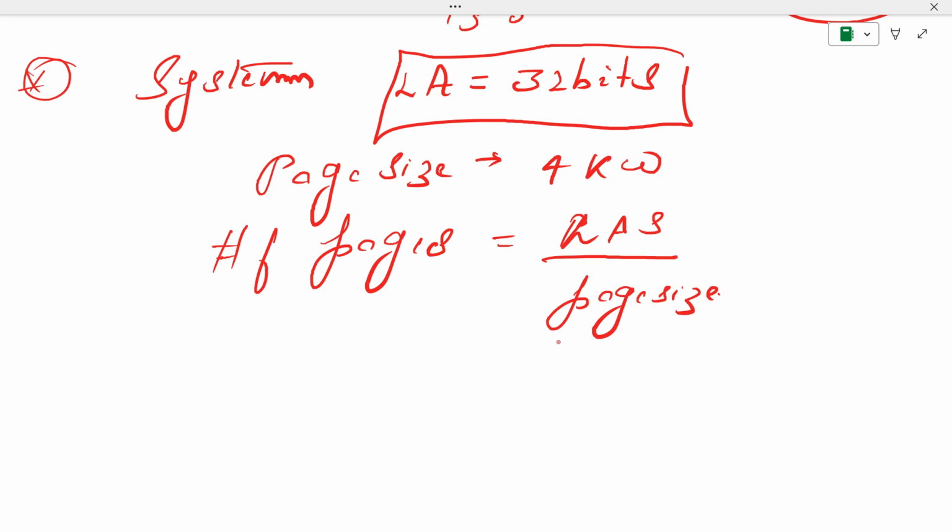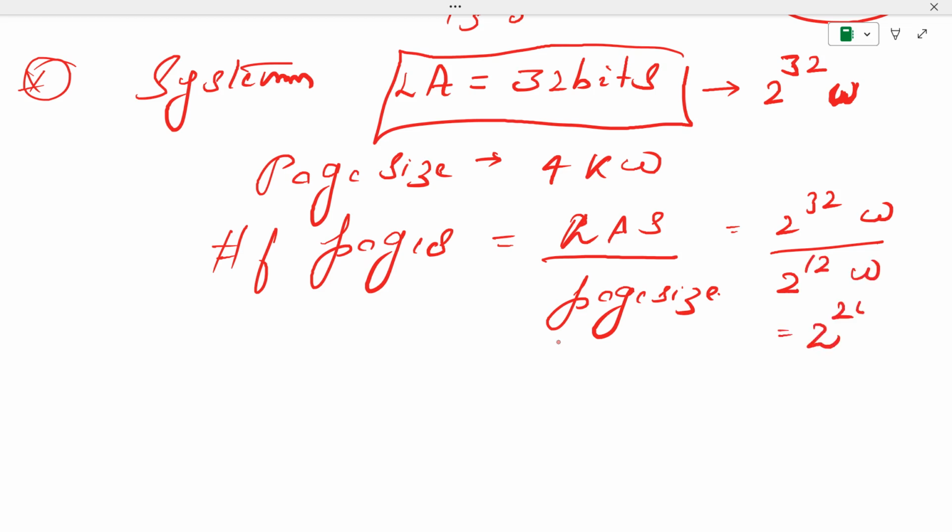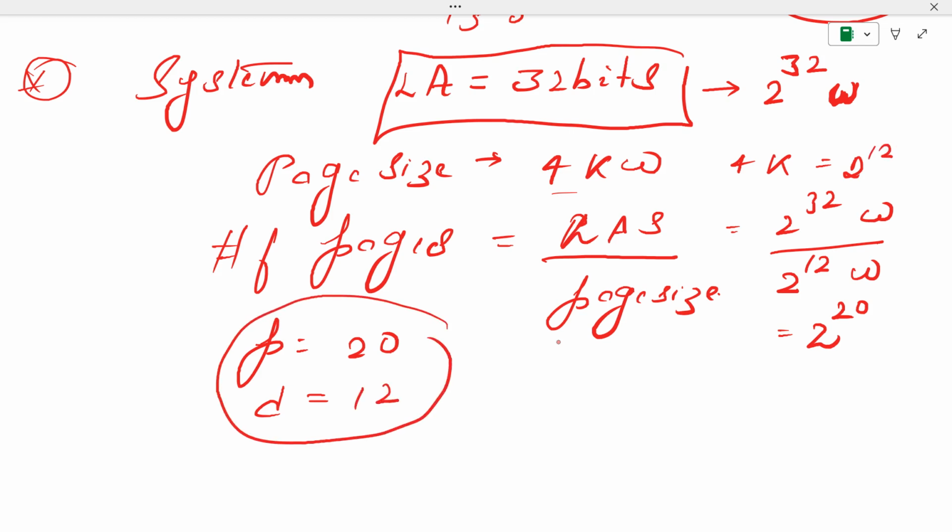If the LA is 32 bits, so LAS will be 2 raised to the power 32 words, right? So it will be 2 raised to the power 32 words by 2 raised to the power 12 words. So it is 2 raised to the power 20. So P is equal to 20, right? So we have got the P term, and D we already know from the page size, 4K words, so it will be 2 raised to the power 12. So D will be 12.